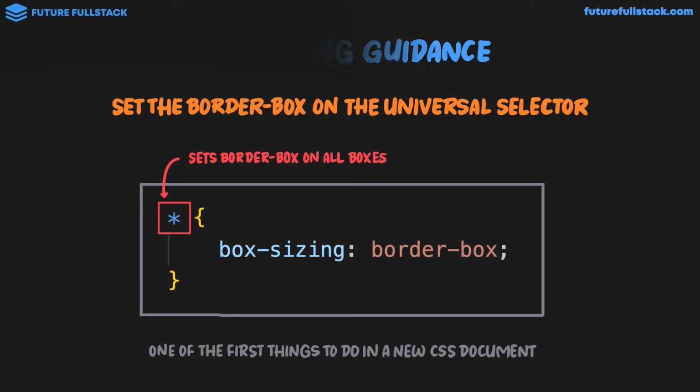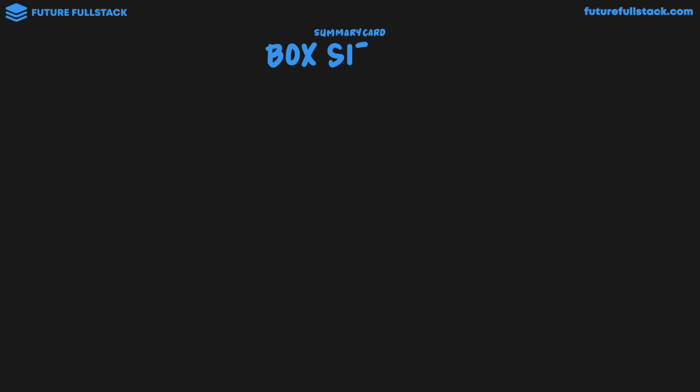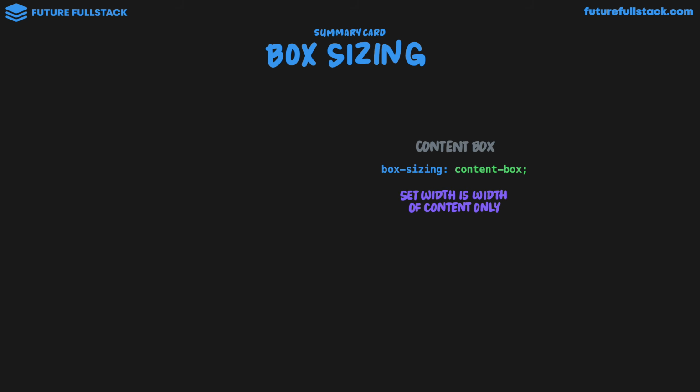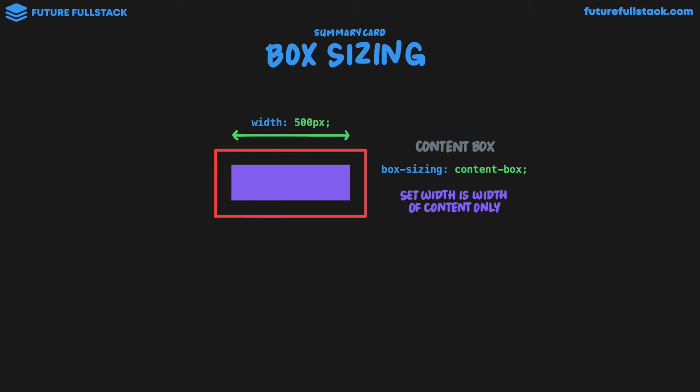So let's wrap up the theory for this video by building a summary card for box sizing. We first looked at the value content box, which in CSS looks like this, box-sizing: content-box, and this is where the set width is the width of the content only, and content box is the default value. So let's say we applied a width of 500 pixels to our element. This would be the width of the content shown in purple. We could then apply padding and border, which would be added on top of this width of 500 pixels. So the total width and height of our element would now be more than 500 pixels, as it includes padding and border.